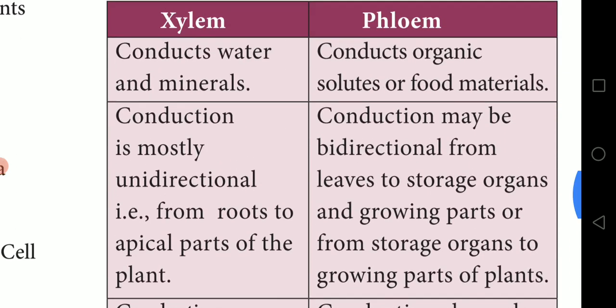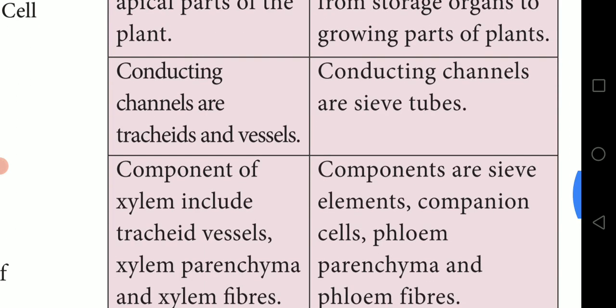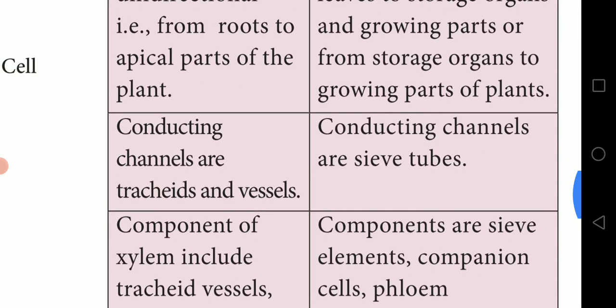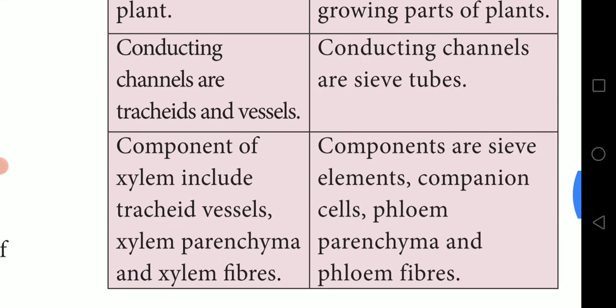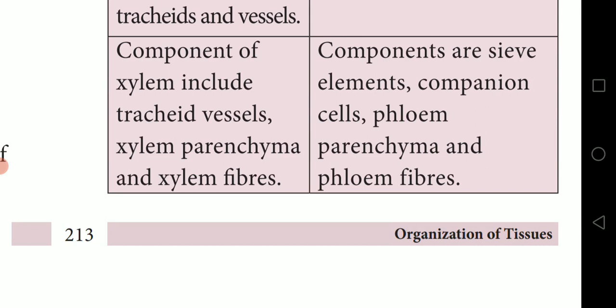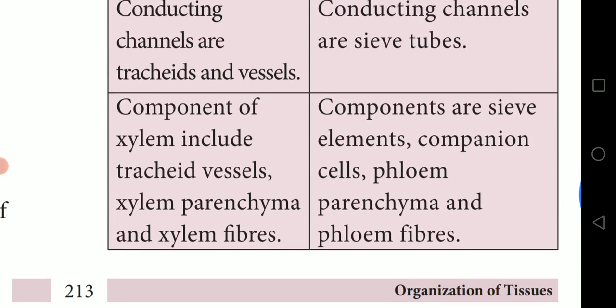Which one? The xylem. Conducting channels in xylem are tracheids and vessels, whereas in phloem the conducting channels are sieve tubes. Important, underline it. They'll ask you one word also. The components of xylem include tracheids, vessels, xylem parenchyma, and xylem fibres. Whereas the components of phloem are sieve elements, companion cells, phloem parenchyma, and phloem fibres.